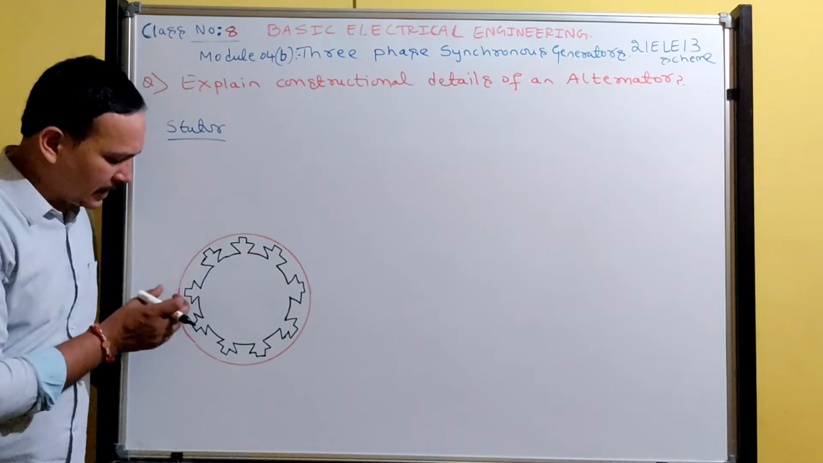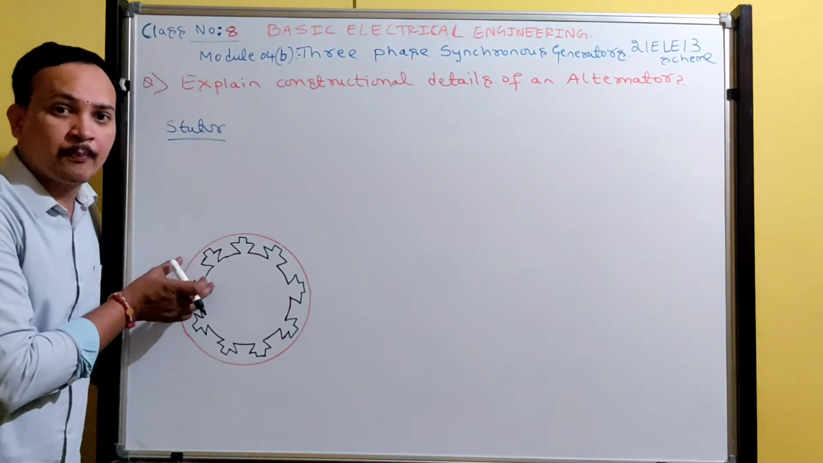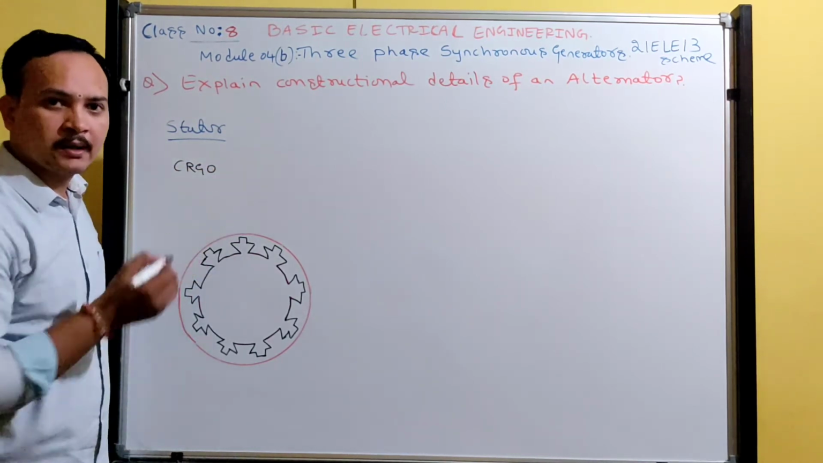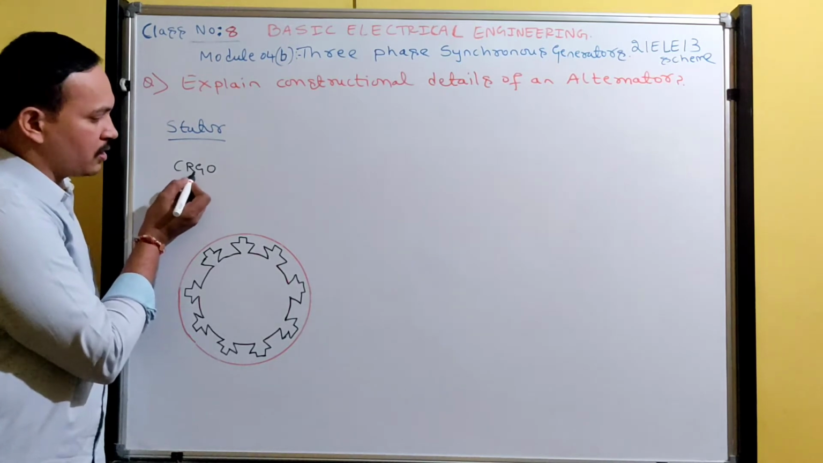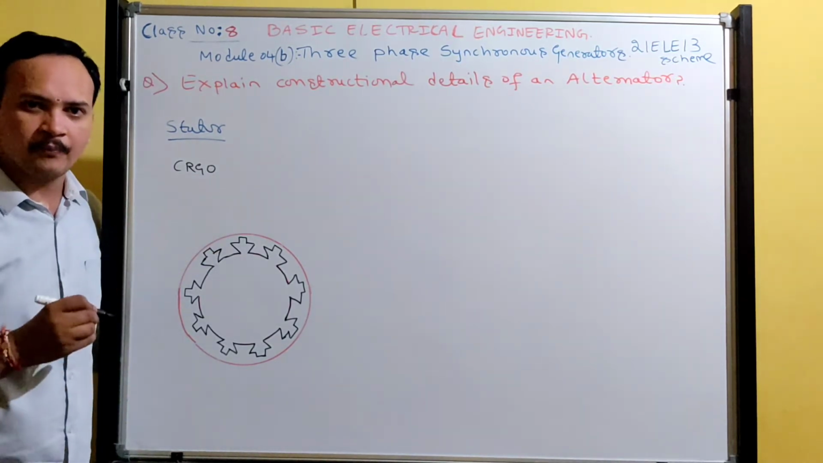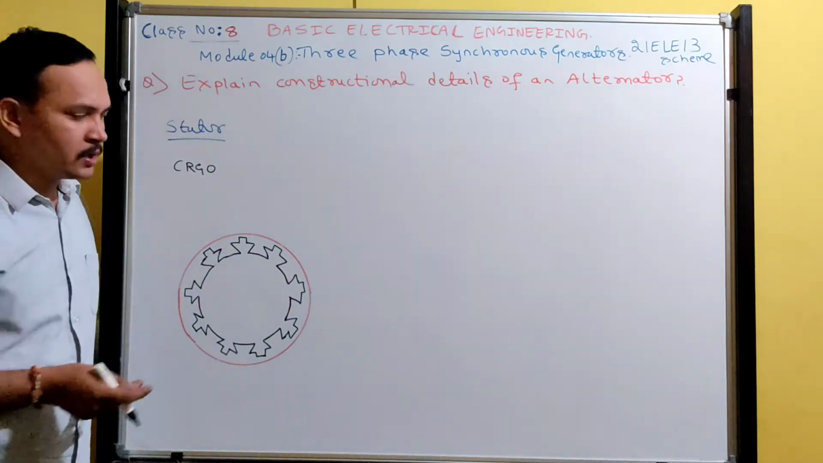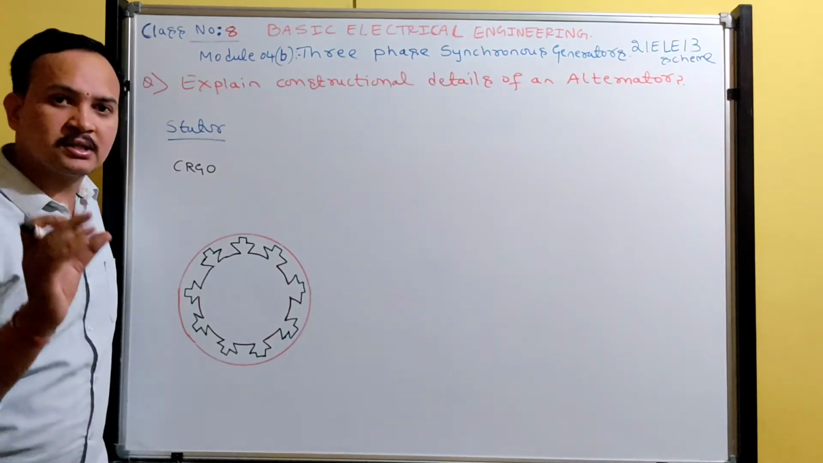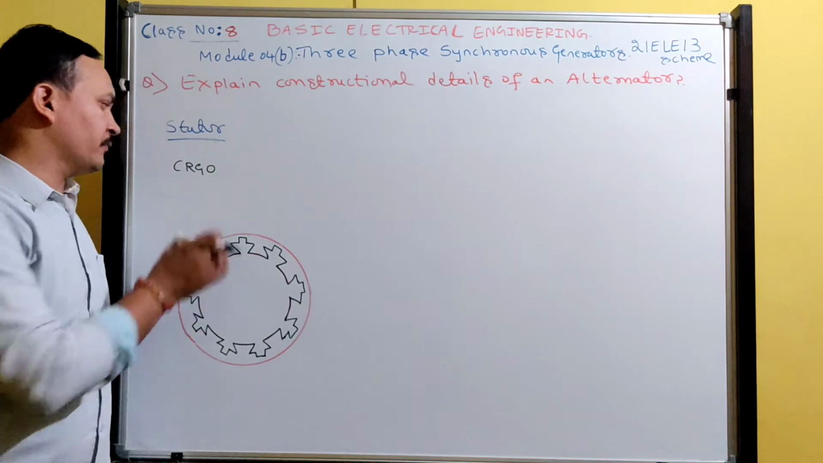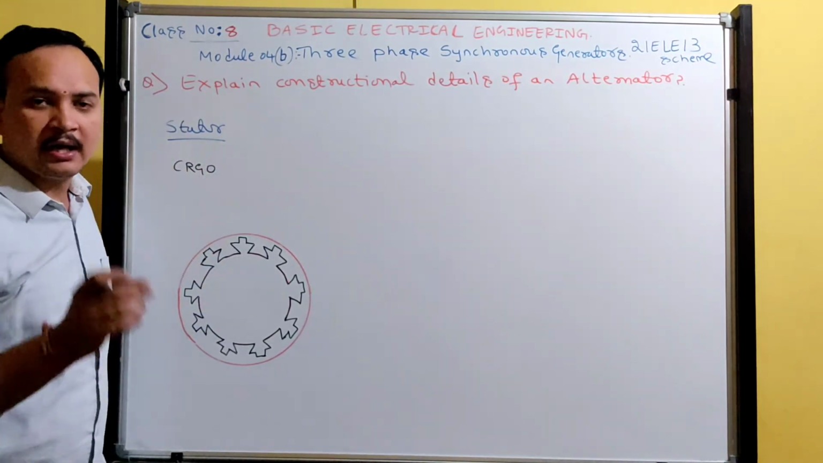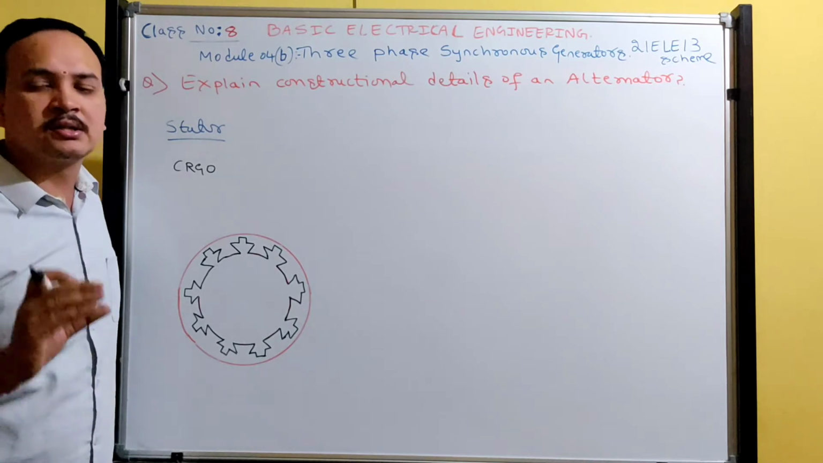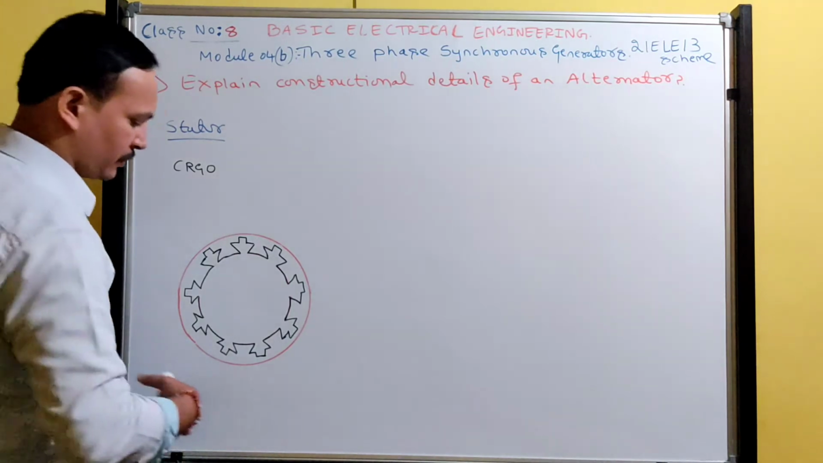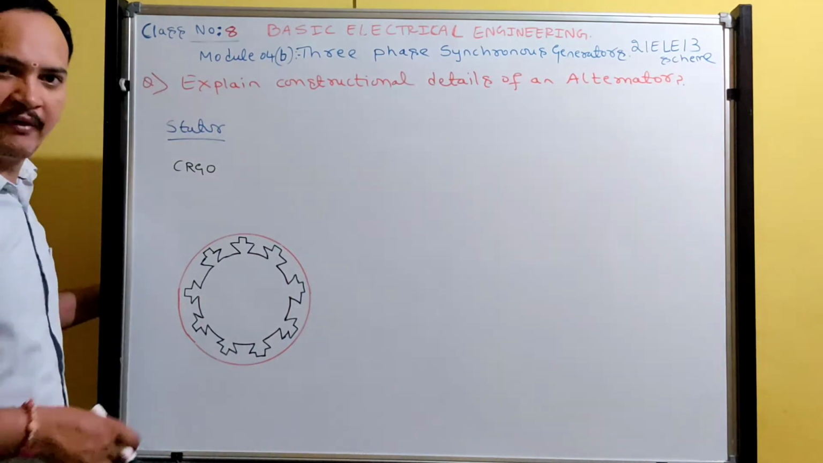It is like a silicon steel plate, made up of CRGO material. The stator is made up of CRGO material, which means cold rolled grain oriented sheet steel, or silicon steel. This material has high permeability and low hysteresis losses. That is the feature of CRGO material: high permeability and less hysteresis loss. Got it? So you can make your own notes while watching the video.